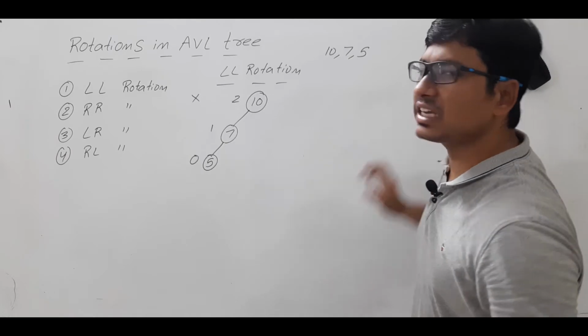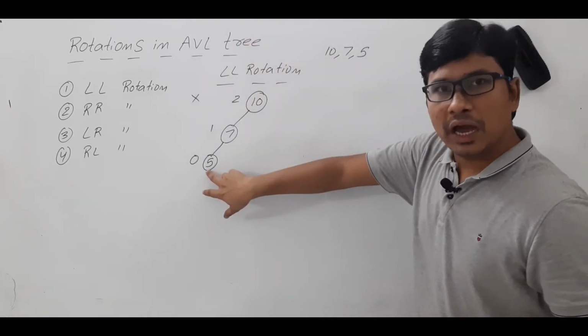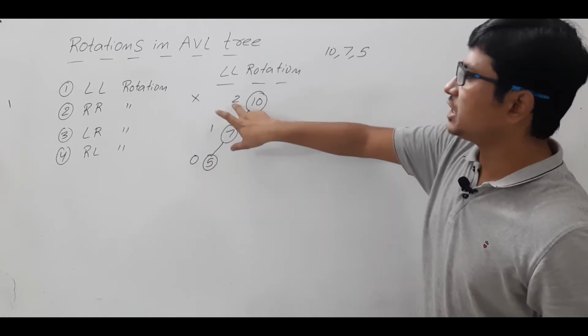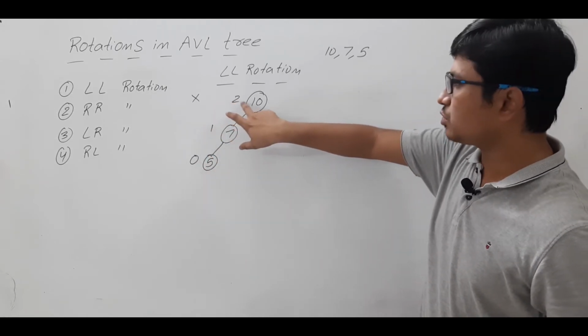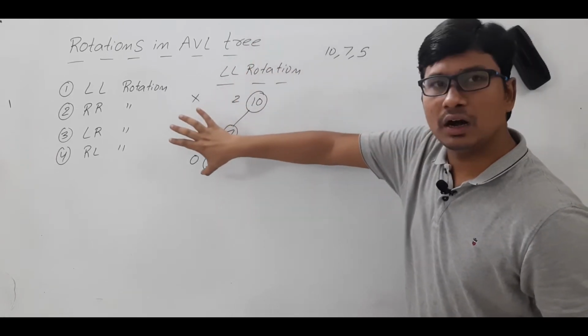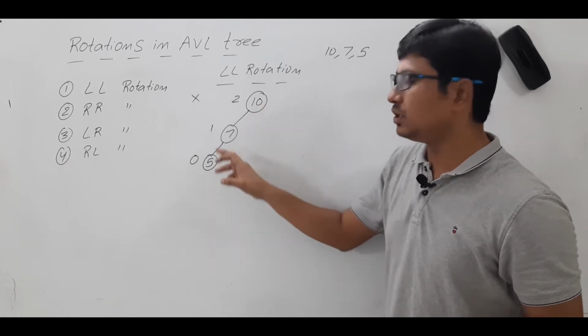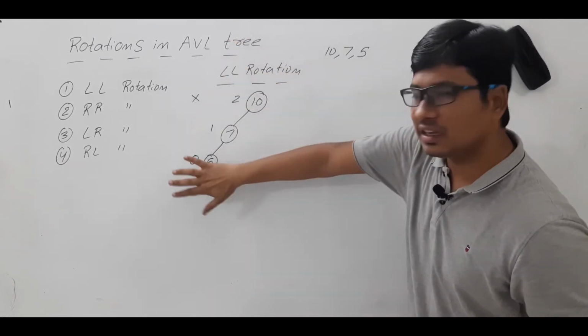How am I saying it is an LL rotation? Please listen. Which is the element you have inserted? 5. Because of that one, the balancing factor of this root node became 2. So from this node, traverse to the newly inserted node. The newly inserted node is 5. From 10 you need to go. So 5 is there in the left subtree.